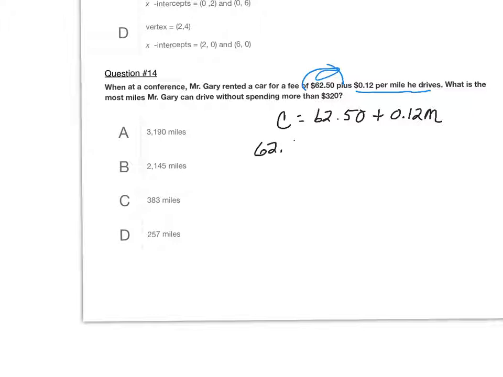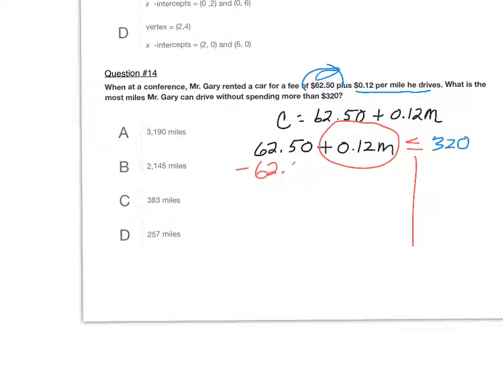$62.50, it's our flat fee, plus our 12 cents per mile, so it has to be smaller. The left side, this cost, has to be less than or equal to our cap of $320. Yeah, that's better. Okay, so M is my miles, and I want to figure out how many miles this is going to give me. So I'm going to get miles by itself. That means I want to move the 62.50. The opposite of a positive is a negative, so I'm going to subtract 62.50 from both sides.